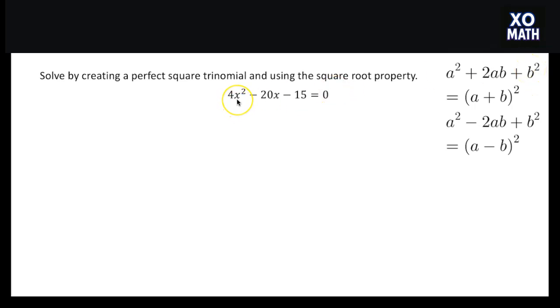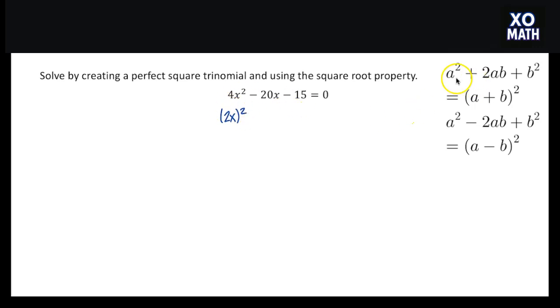So the 4x squared part, that part's nice because we can rewrite that as quantity 2x squared. 4 is a perfect square. But when I look over here, negative 15, that's not one of the nice perfect squares if we take 2 squared, 3 squared, 4 squared, 5 squared, etc. So this doesn't really scream perfect square trinomial, but we can make it work.